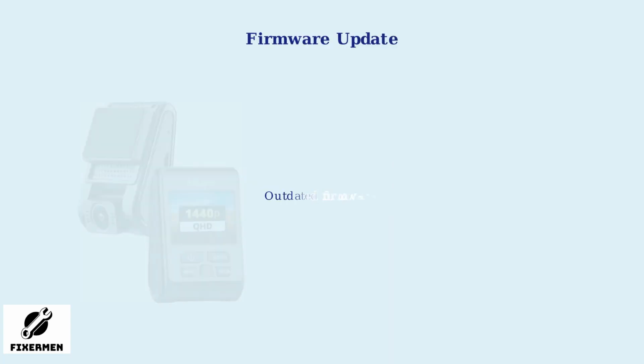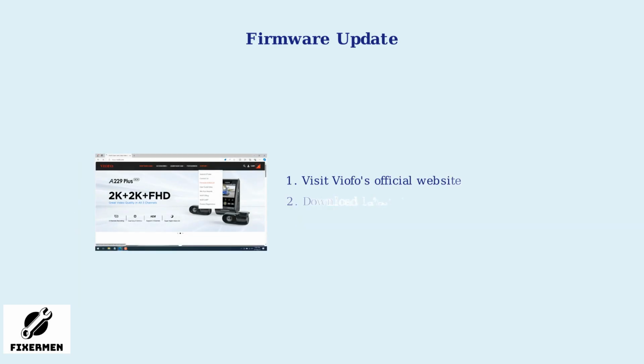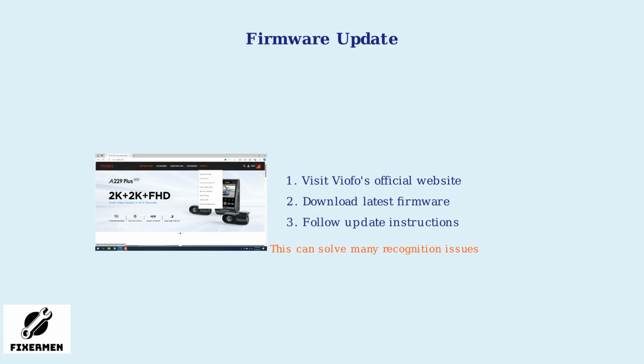An outdated firmware could be the culprit behind SD card recognition issues in your Viofo A119 V3. Viofo has released updates like version 1.8.2 in February 2026 that specifically improve SD card compatibility and fix detection problems. To update, visit Viofo's official website and navigate to the support section to download the latest firmware. Follow the provided instructions carefully to install the update on your A119 V3. This step alone can resolve many SD card recognition problems.